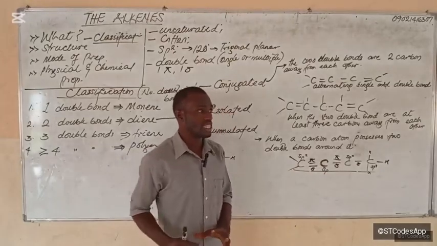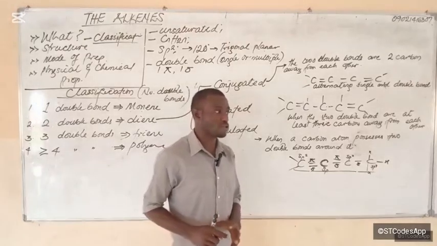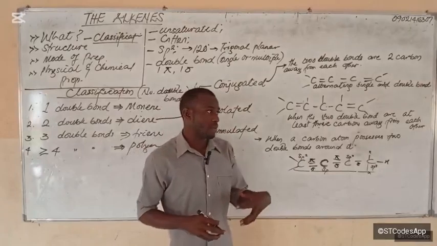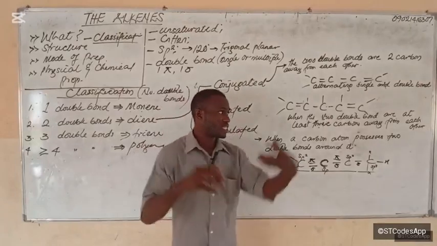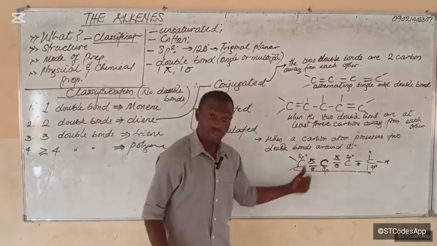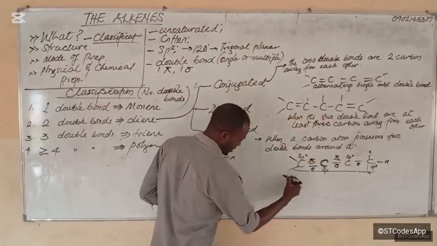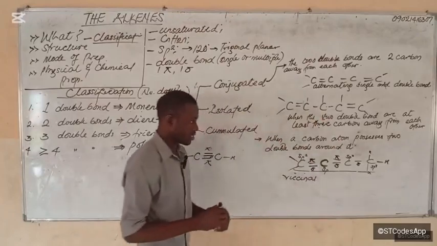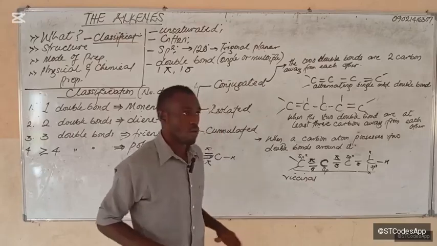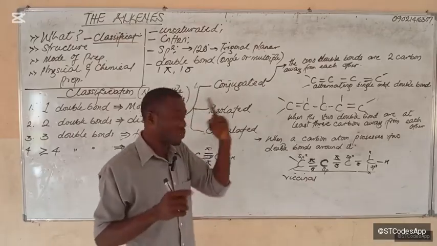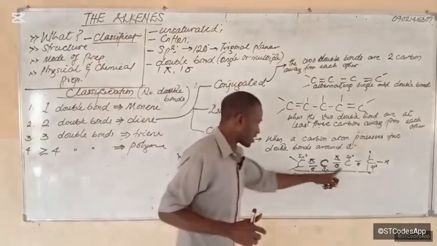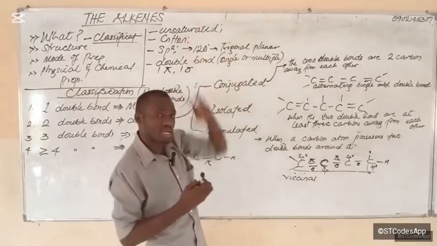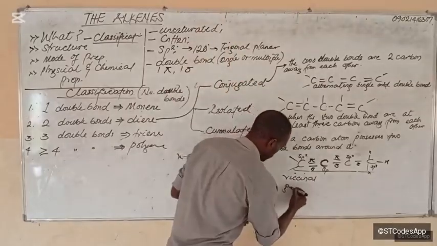Now there are terminologies that we use for their names. For adjacent carbons, we use vicinal. When a group is on adjacent carbons, we call them vicinal. When a group is on the same carbon, we call it geminal.